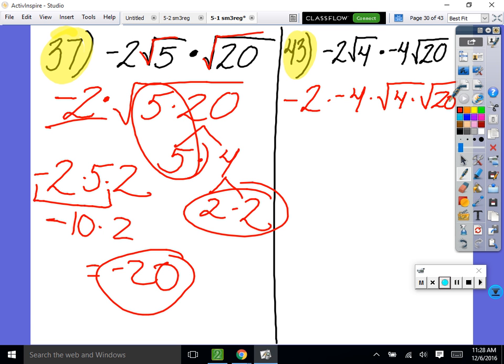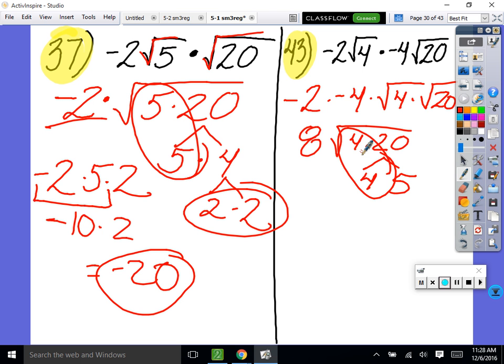So that's 8 square roots of 4 times 20. And then 20 breaks down into 4 and 5. Am I going to break down 4 more? No, because isn't there 2 of them? That's true. It's 32 square roots of 5. Questions? Are you guys good?